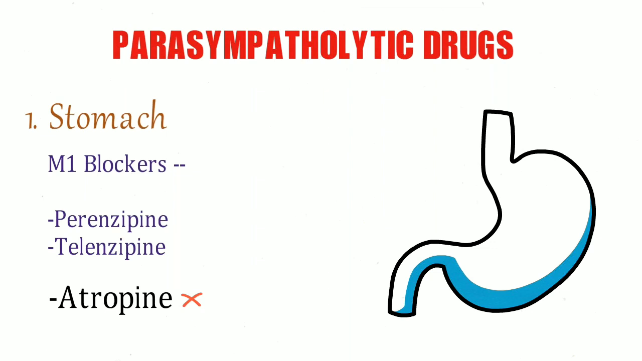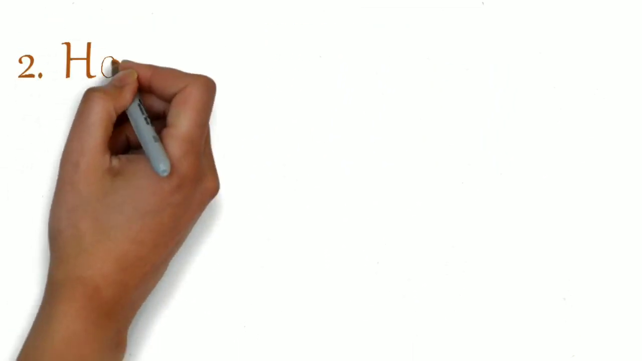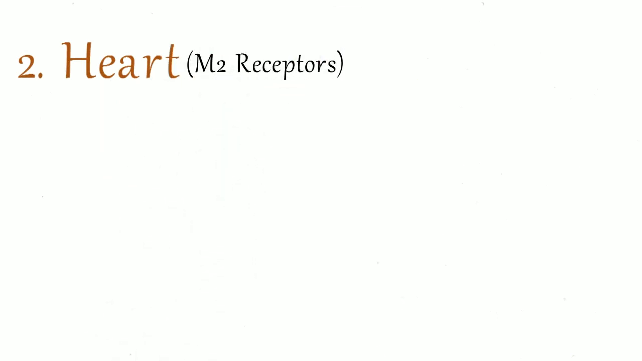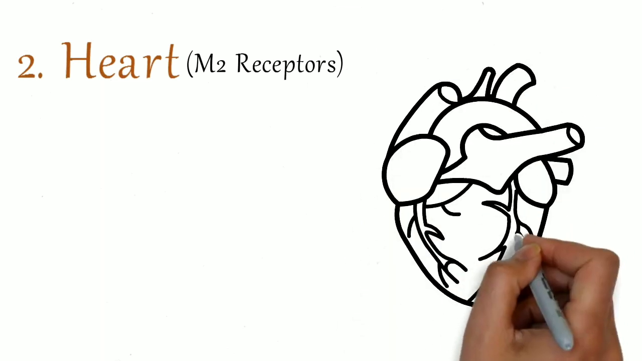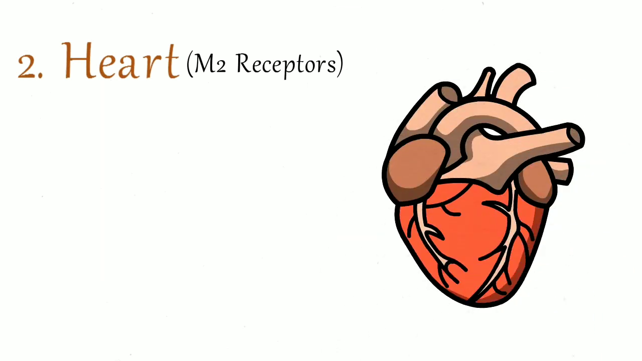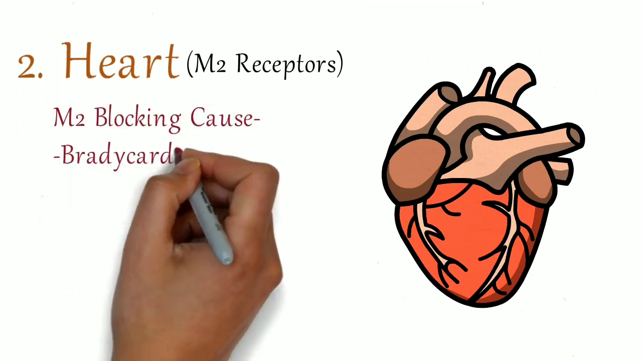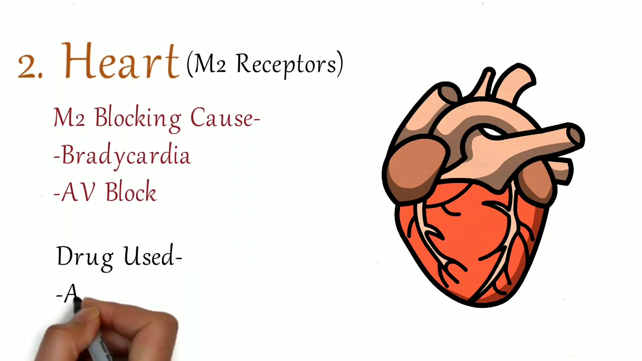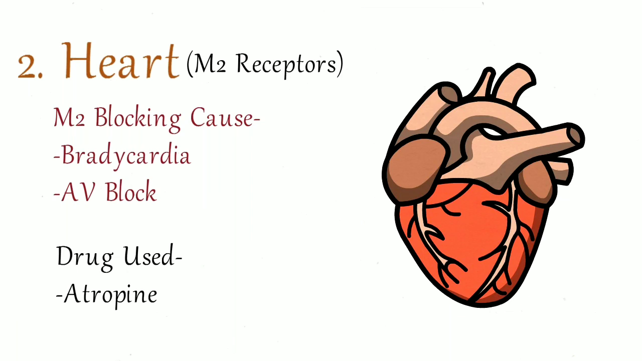Next is the heart. As we know, the heart contains M2 receptors, and if we block M2 receptors, then there will be bradycardia-like conditions. So, if we block M2 receptors, we get conditions like bradycardia and AV block. For blocking M2 receptors, we can use the drug atropine. Atropine will cause bradycardia initially and mainly, but it also causes tachycardia due to the blockade of M receptors on the vagal nerve. But mainly it will cause bradycardia.